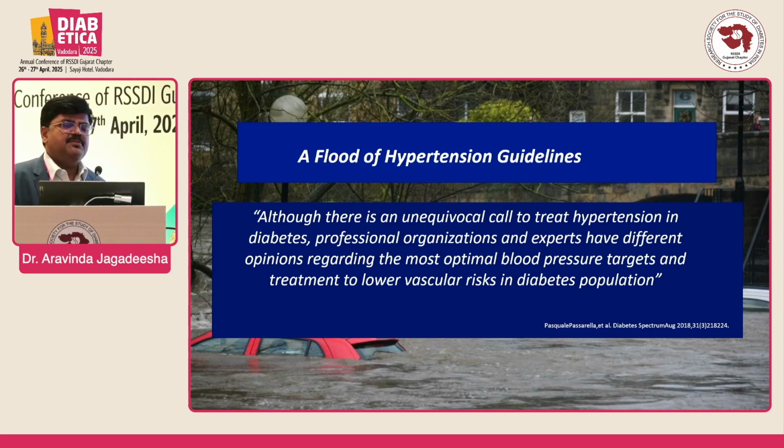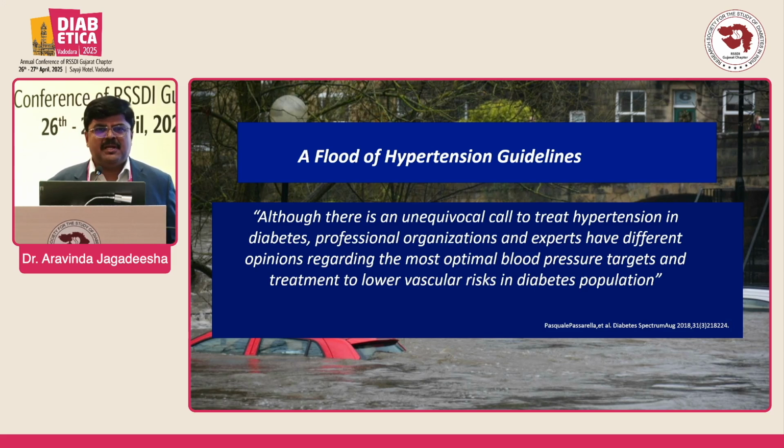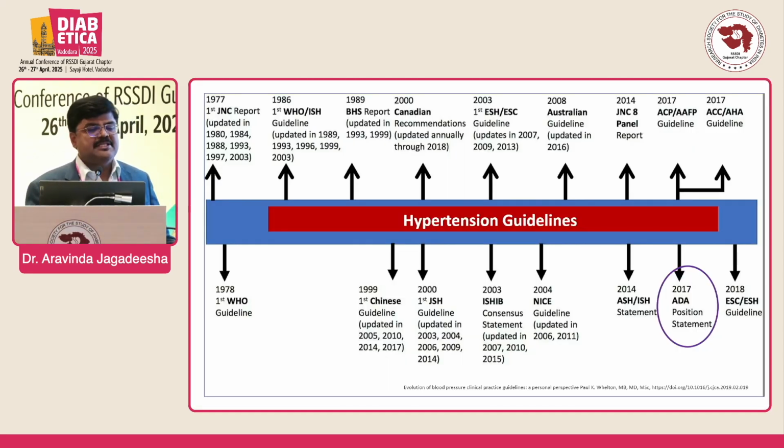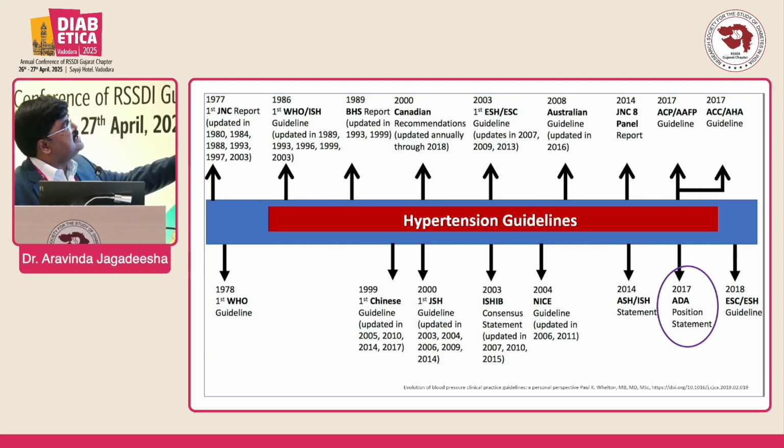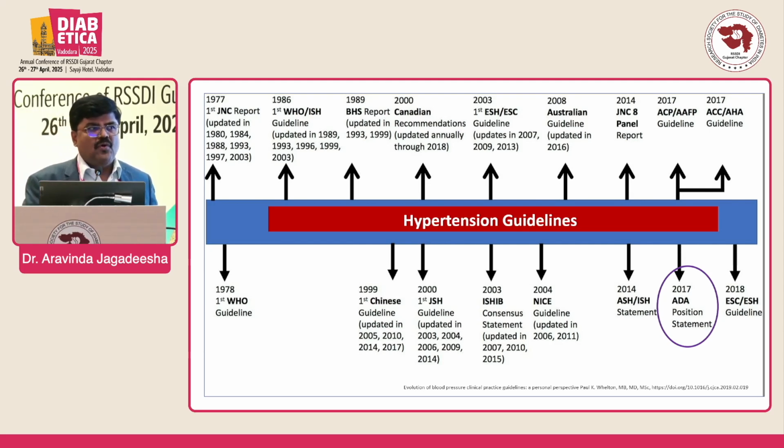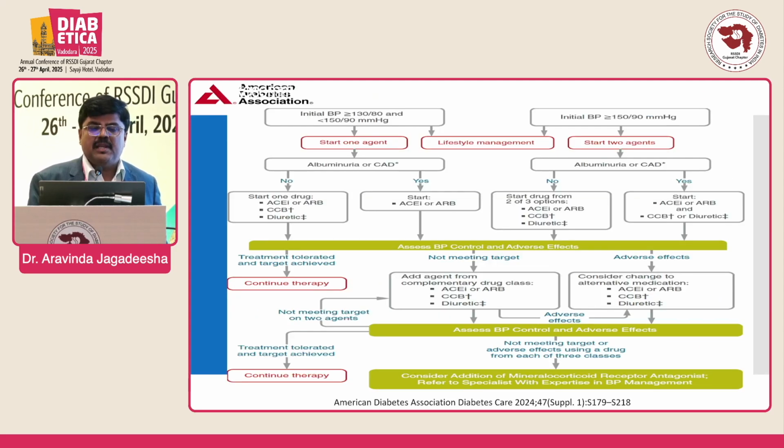So when it comes to guidelines, I'm sure it's a confusing thing. There is a flood of hypertension guidelines. So as a clinical practitioner, it is tough to know which one to follow. But there should be a general consensus: your goal of hypertension should be less than 130. You can see here, starting from 1977 in the top left, the JNC report, there are so many guidelines here. Among that, a position statement from ADA is also given. So if you follow one single guideline, that makes your life easy.